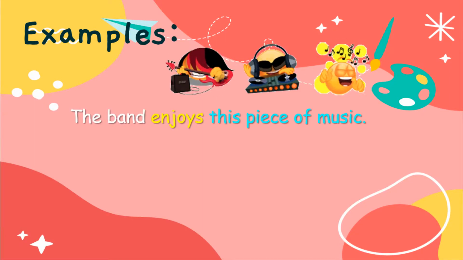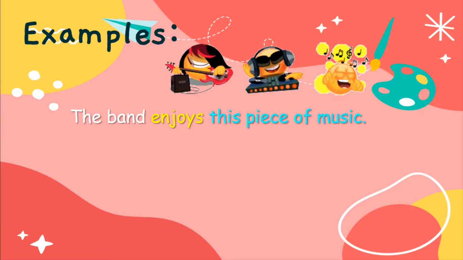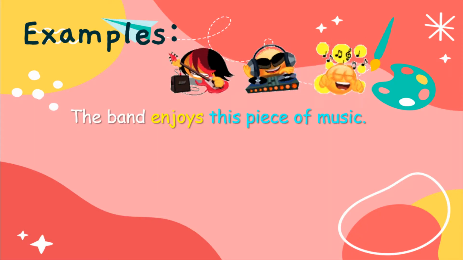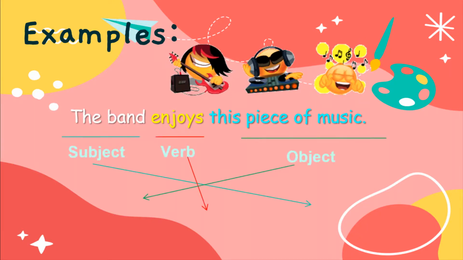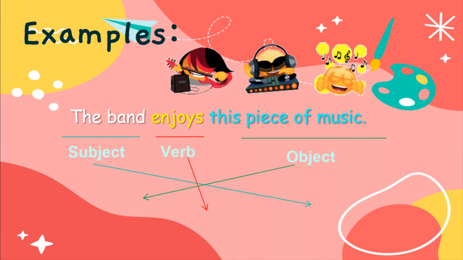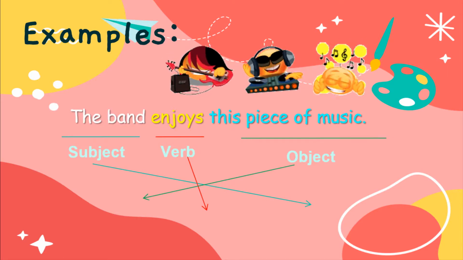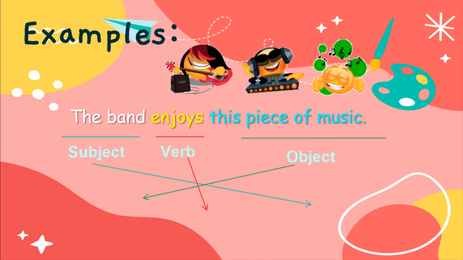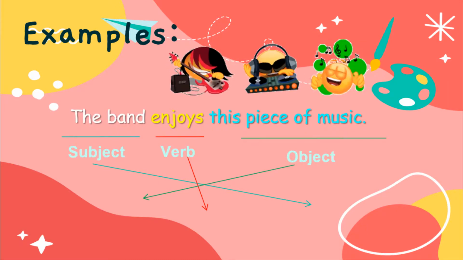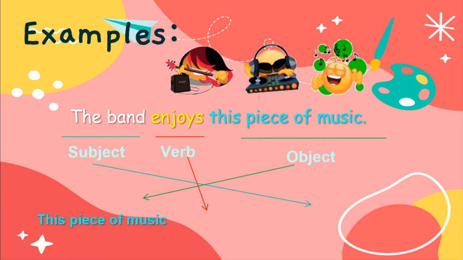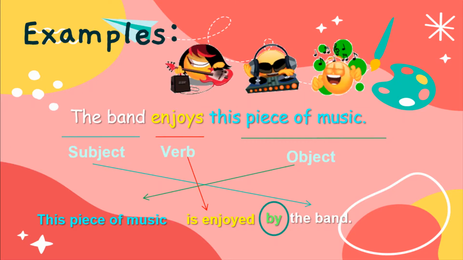Let's have some practice. The band enjoys this piece of music. In order to change this sentence into the passive voice, you have to rearrange the sentence to start with the object, then the verb to be, followed by the past participle of the verb, followed by, then the subject. So it will be, this piece of music is enjoyed by the band.